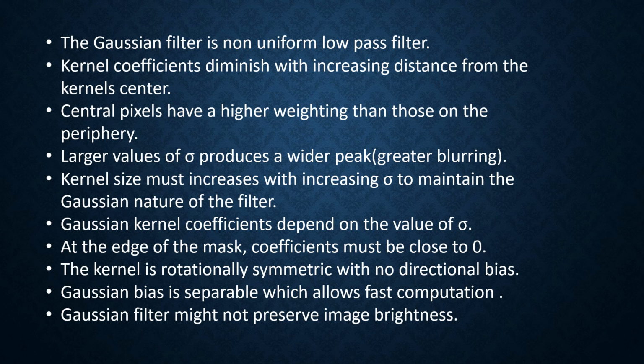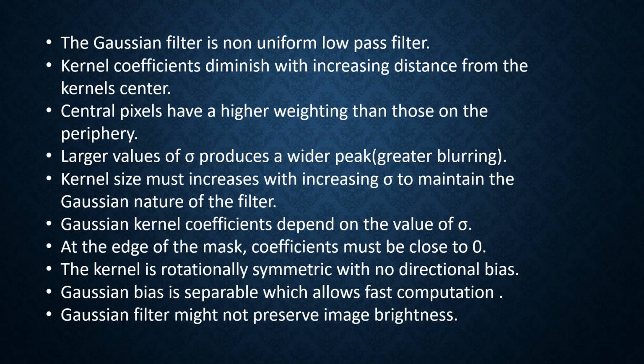The Gaussian filter is a non-uniform low-pass filter. Its kernel coefficients diminish with increasing distance from the kernel center. Central pixels have higher weighting than those on the periphery, and larger values of the standard deviation produce a wider figure. It refers to greater blurring. Kernel size must increase with increasing sigma to maintain the Gaussian nature of the filter.